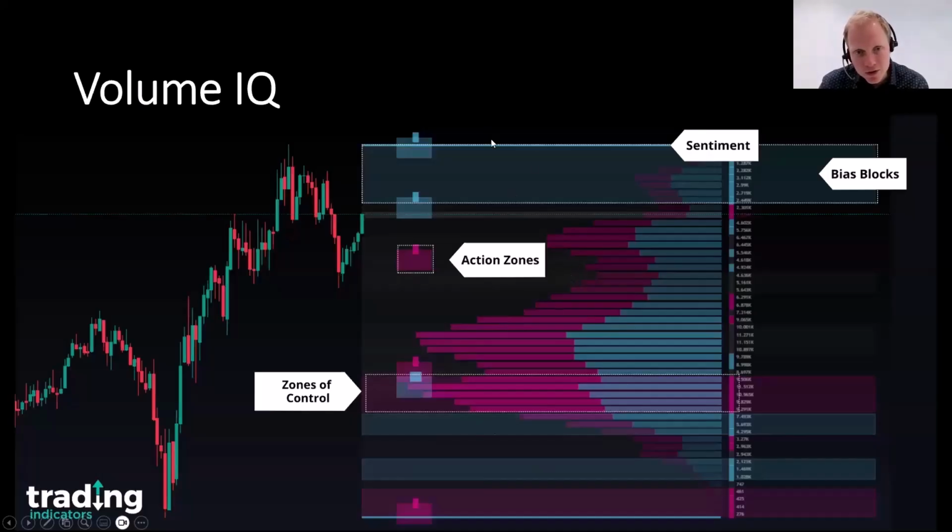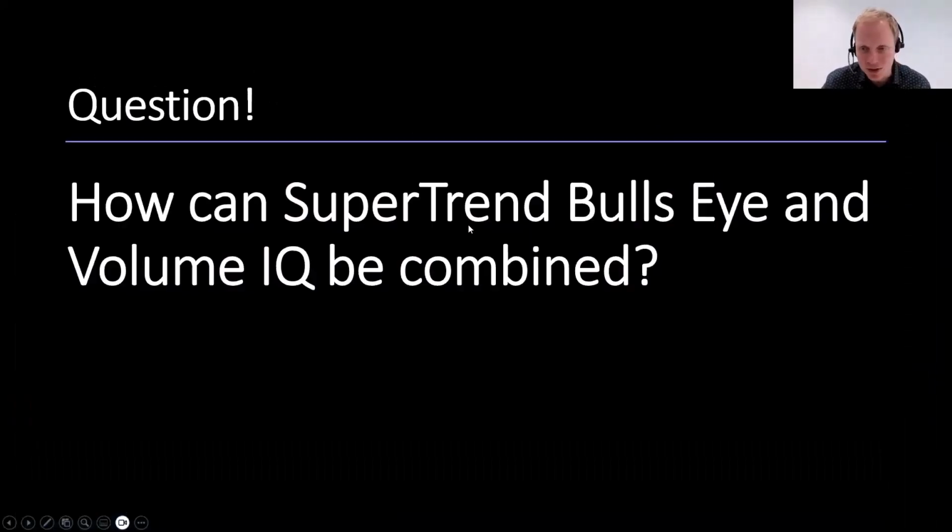But it also shows you what the current market sentiment is, either bullish or bearish, and what the volume says about it: are there more buyers at certain price levels or perhaps more sellers in control? All right, now, the question is, of course, how could we actually combine these two indicators? So how can SuperTrend Bulls Eye and Volume IQ be combined? And Niklas has thought about this quite a bit. Niklas, would you like to take over and perhaps spend 5 to 10 minutes to show us how this can work? Yeah, sure thing.